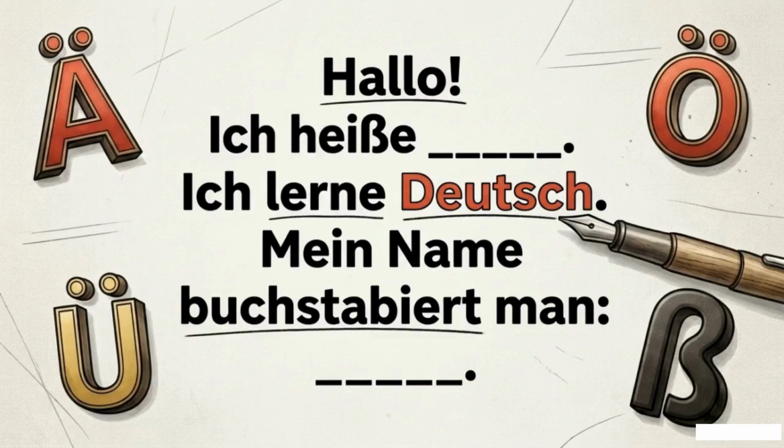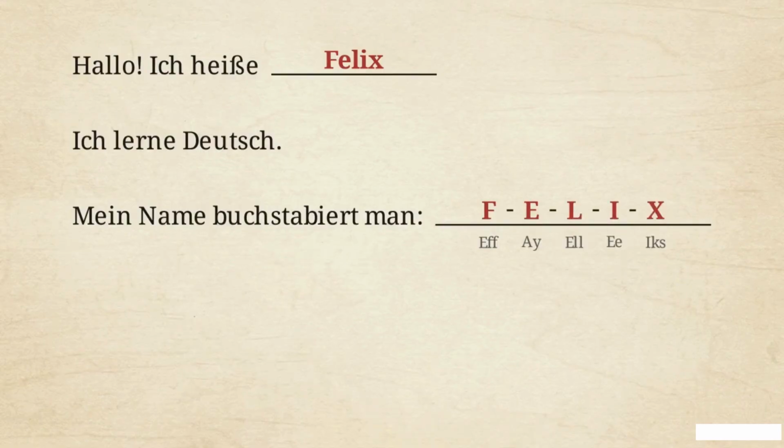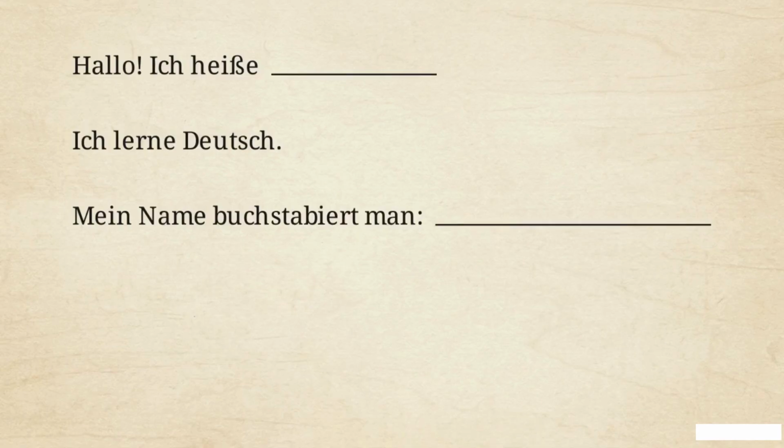Let's combine everything into a complete intro. Here is your template. Steady, confident pace. A full run-through sounds like this. Hello, ich heiße Felix. Ich lerne Deutsch. Mein Name buchstabiert man F, A, L, E, I, X. Now you have 10 seconds. Fill in the blanks with your name and speak the entire introduction out loud.